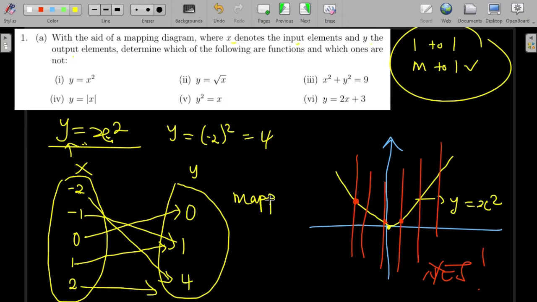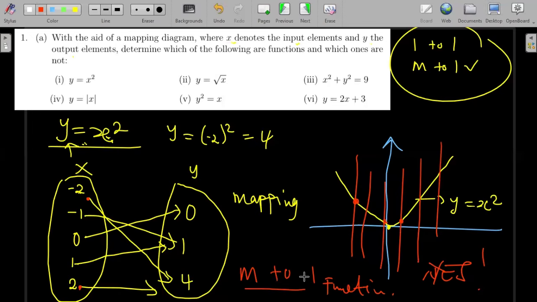So you ask yourself, of the 4 types of mappings that we had earlier, where does this one belong, or where does this one fall? We see that we have many points here. I have these -2 and the +2. They're both mapping to the 4. So these are many to 1. So this relation is many to 1. And we say that the many to 1 is indeed a what? A function.